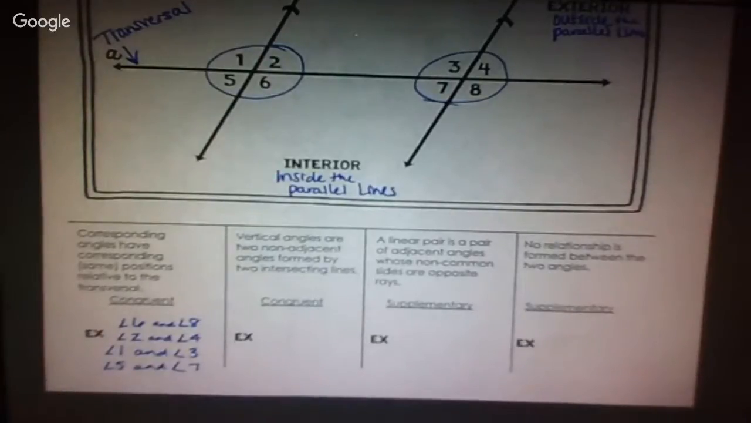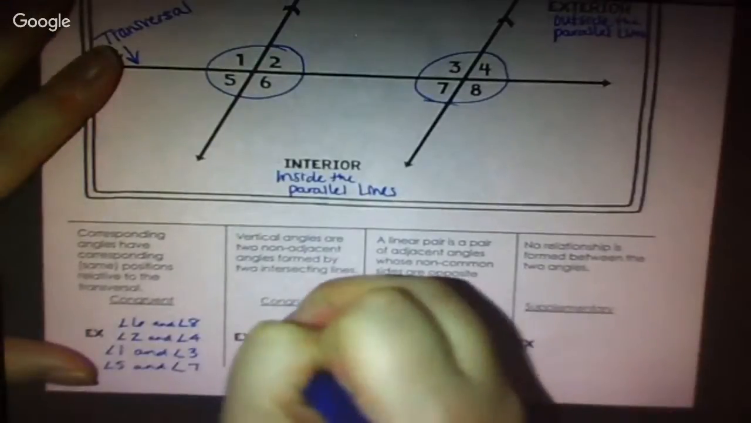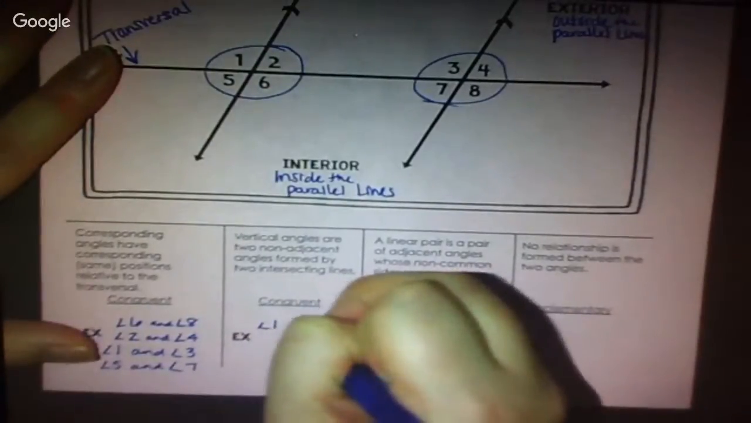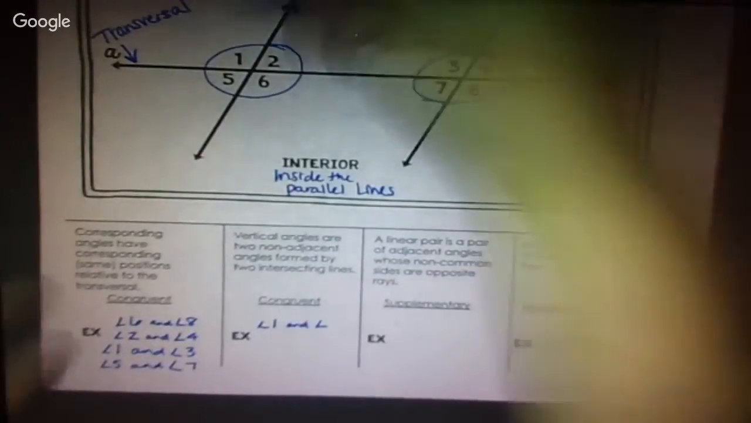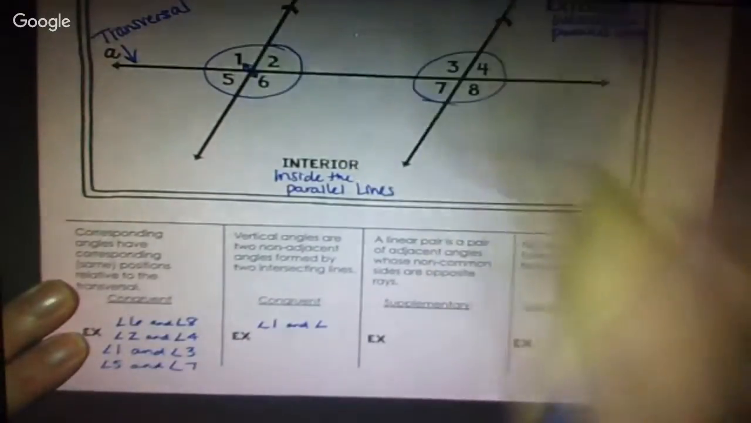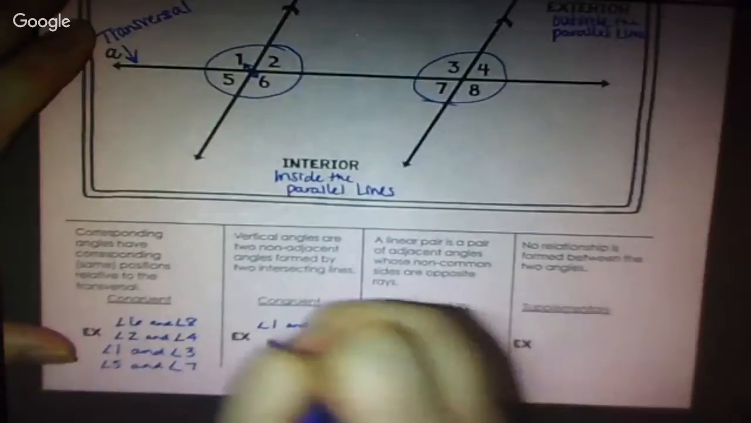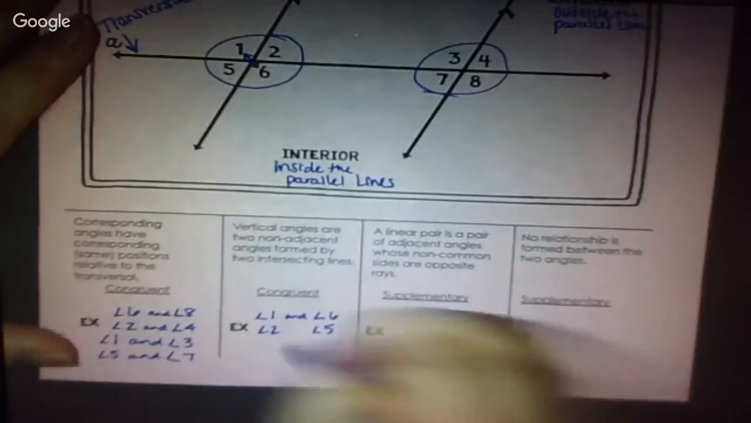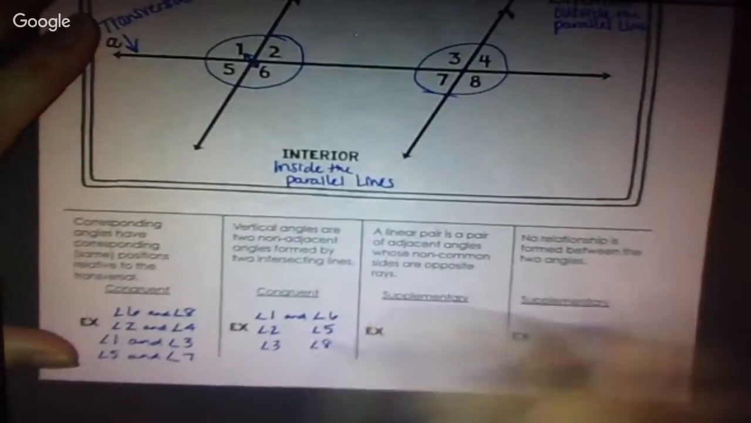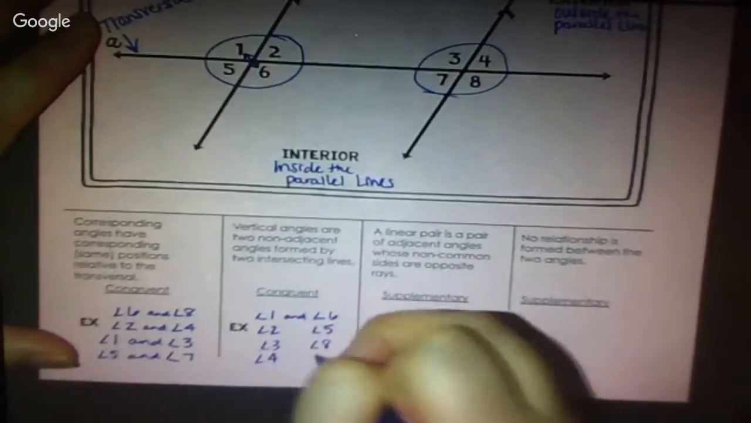All right. Vertical angles. We talked about vertical angles before we left for break. Remember, vertical angles go across the V when two lines intersect. So, if I give you angle 1 and angle, what are vertical angles? 6. Okay, they go straight across this V. So that'd be angle 2 and angle 5. So angle 1 and 6, angle 2 and 5. We also have 3 and 8, 4 and 7.